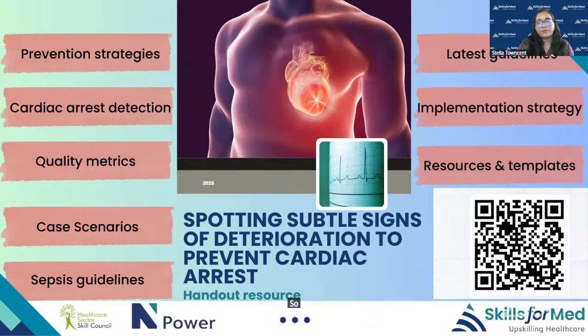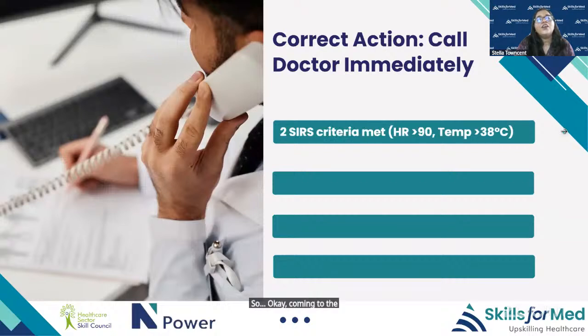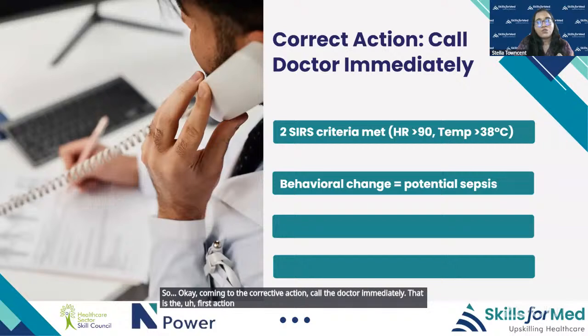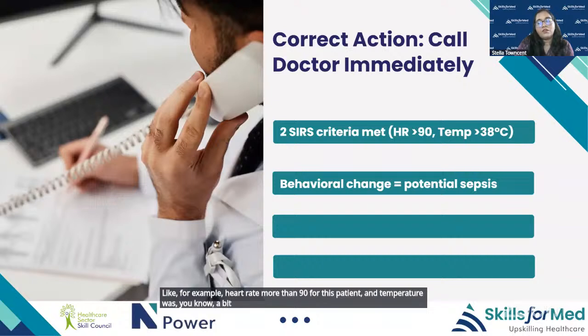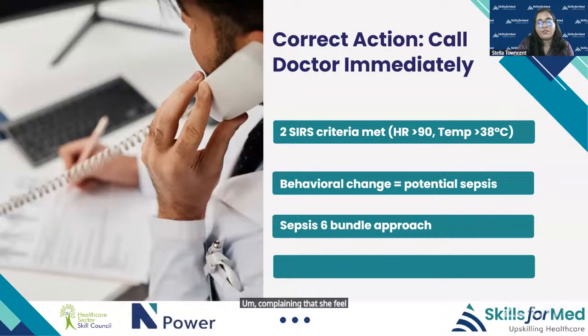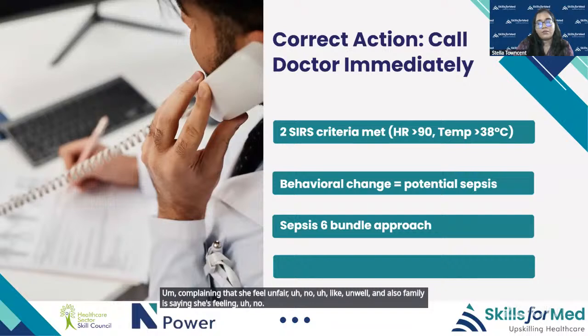Okay, coming to the corrective action, call the doctor immediately. That is the first action you are supposed to do when you see two SIRS criteria. For example, heart rate more than 90 for this patient, and temperature a bit above 38 degrees Celsius. It was there for patient Lakshmi, and she had a behavioral change. Remember, the patient was complaining that she felt unwell, and the family was saying she was feeling confused. So you remember the case scenario, right?